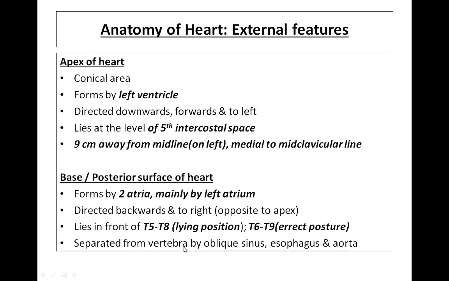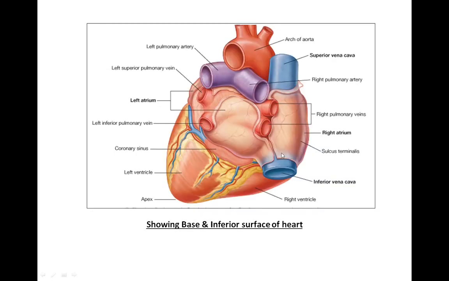Now it is in front of the vertebra, but it is separated from the vertebral column. There is the base, then the vertebral column. The base of the heart and the vertebral column are separated by the oblique sinus, due to the folding of the pericardium. Then the esophagus and aorta are the main structures lying between the base of the heart and the vertebral column. Okay, so this is our base.